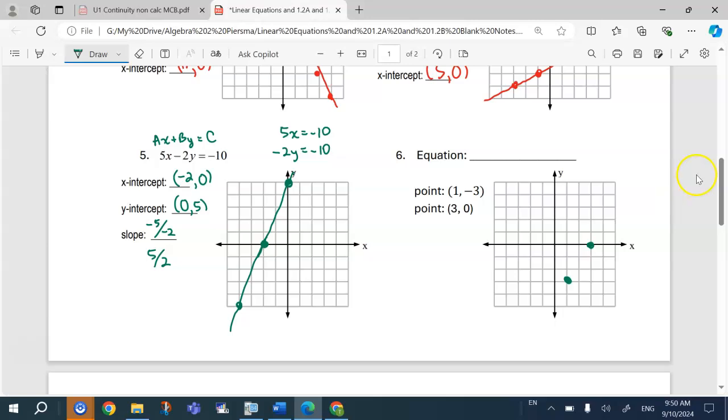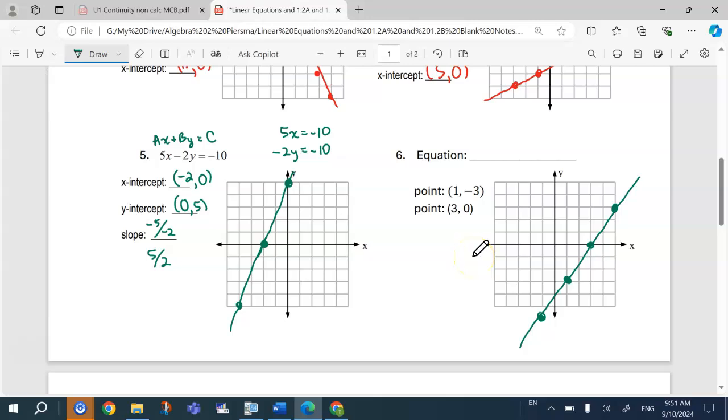So it looks like my slope is up 3 over 2. So I'll continue up 3 over 2, goes there. And I can also go in the reverse, down 3, left 2. And I've got my line. Now this equation is not going to be in standard form. I could make it standard form. Maybe I'll do that at the end here.